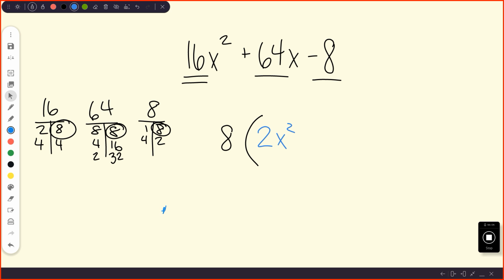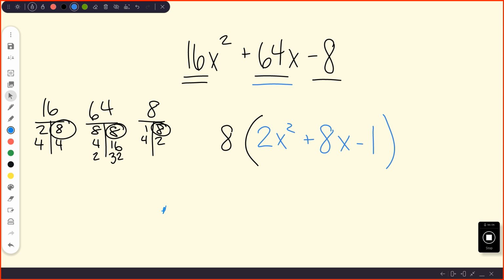Alright, now, what's 64x divided by 8? 8x. What's negative 8 divided by 8? Negative 1. Alright, put your pencil down and have that written.